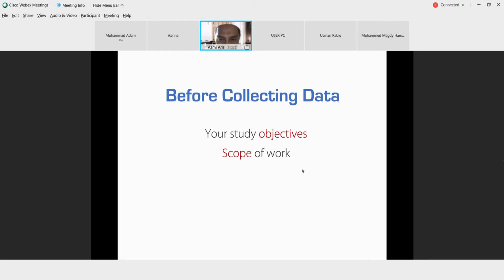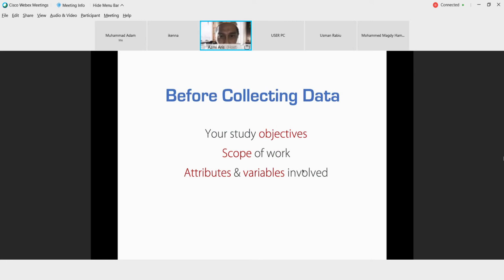So your scope of work must cover this. What is the limitation of your time? What is the limitation of your parameters? What is the limitation of your work? So you have to identify that, and you need to state that in the scope of work in chapter 1.